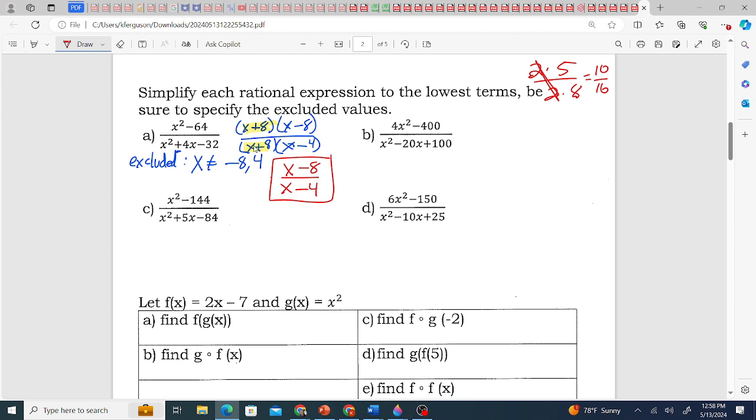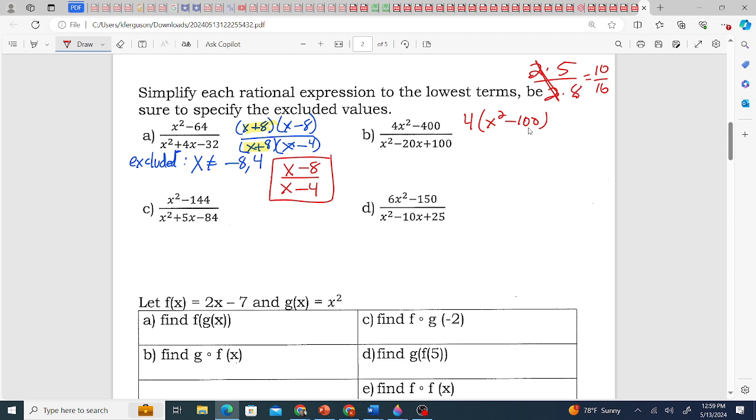So like this one, like B and D, if I look at this, what does the top have in common? The two terms on the top. I've got a 4, so I pull a 4 out and I've got x squared minus 100. And what is x squared minus 100?